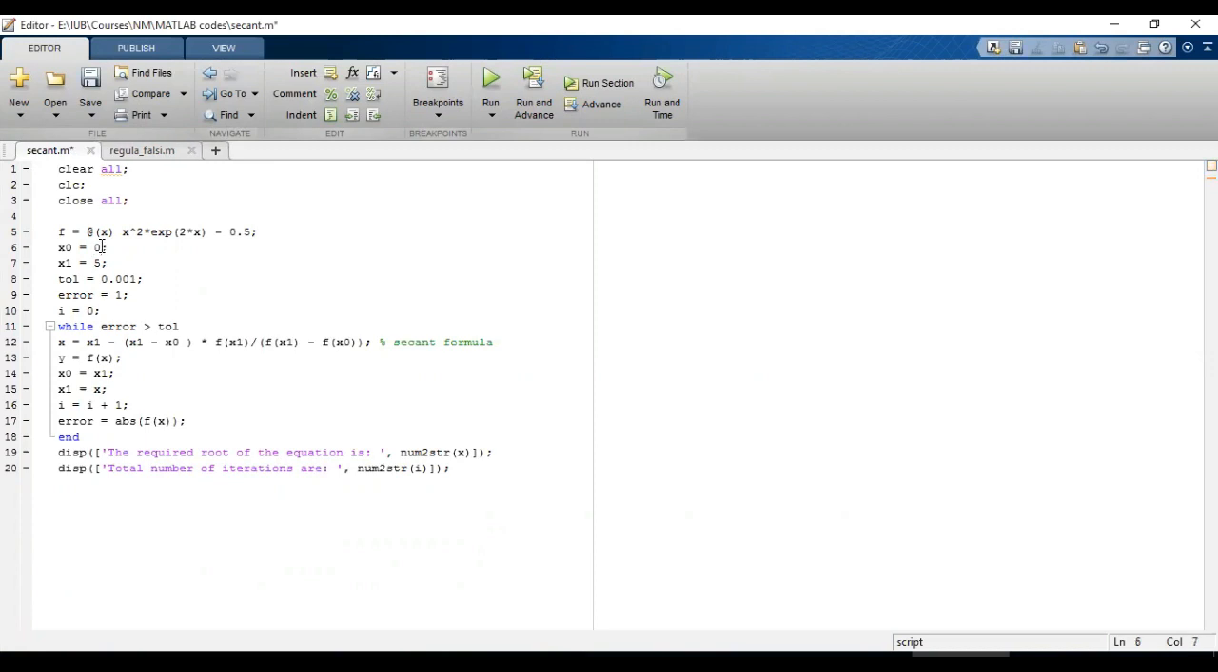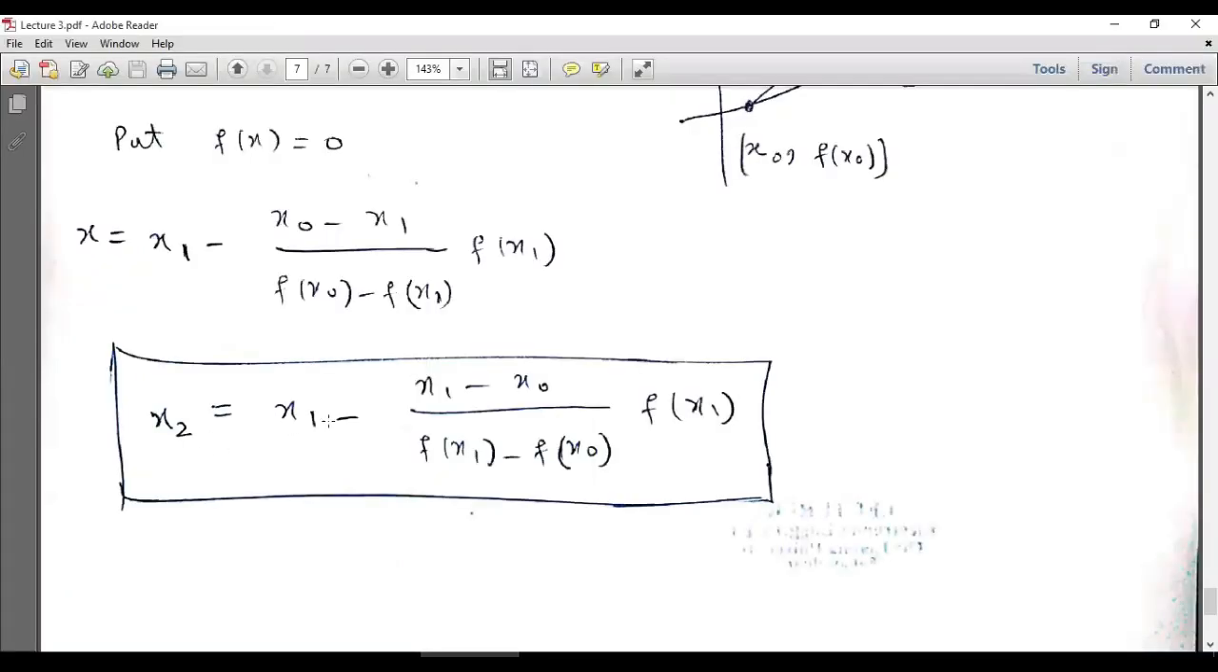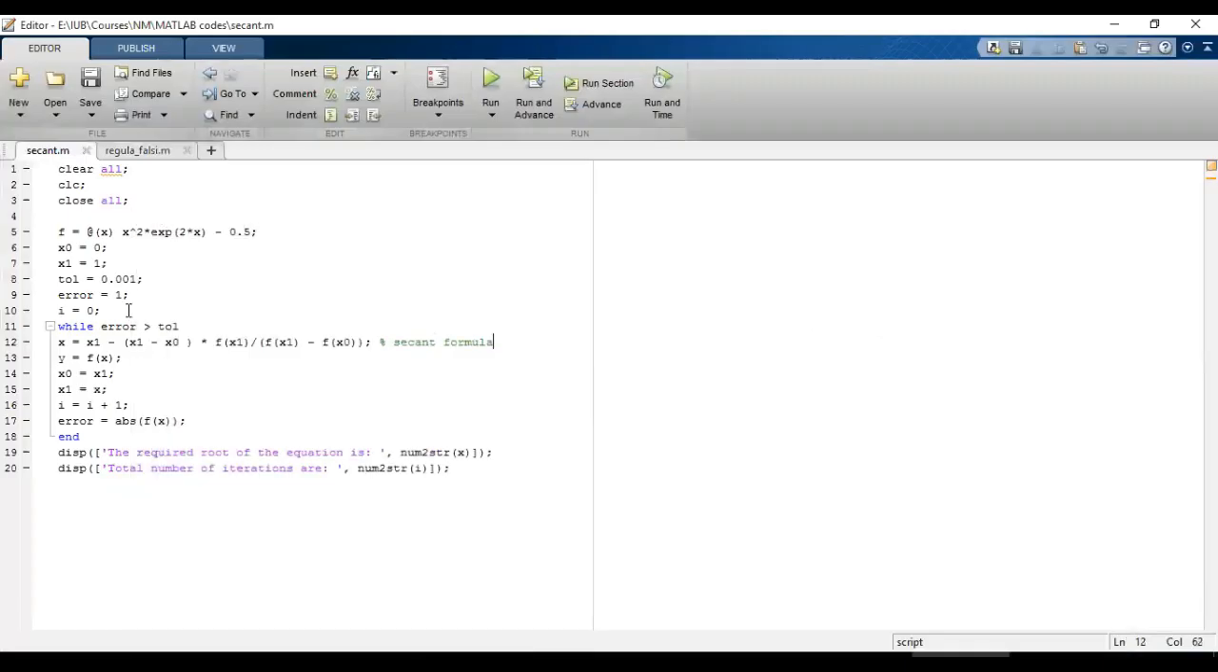So let us try to solve this nonlinear problem by specifying these two initial guesses, and you can see this is the equation of the secant which we have used in this algorithm. So this is the same equation which we have derived over here: x is equal to x1 minus x naught divided by f of x1 minus f of x naught, multiplied by f of x1. So after evaluating this new point at which the secant crosses the x-axis, we will assign this new point as our x1, and our previous x1 will be assigned to x naught. And this is the iteration count.